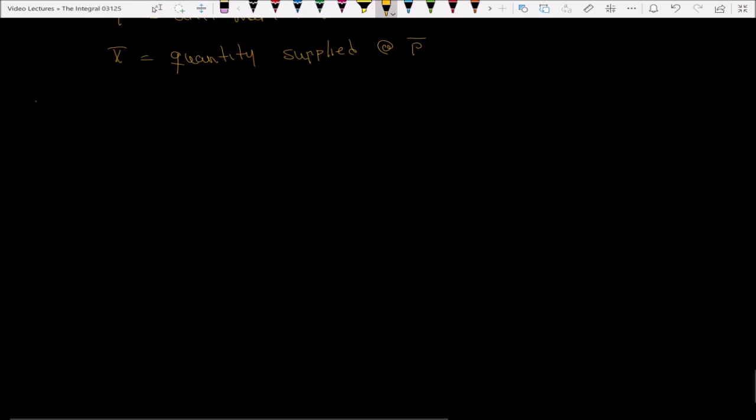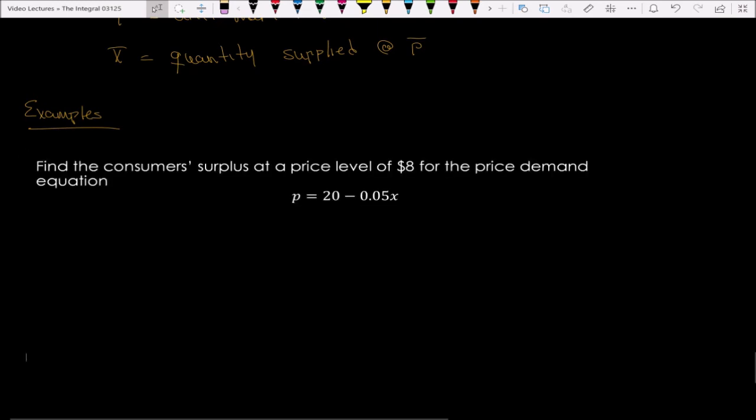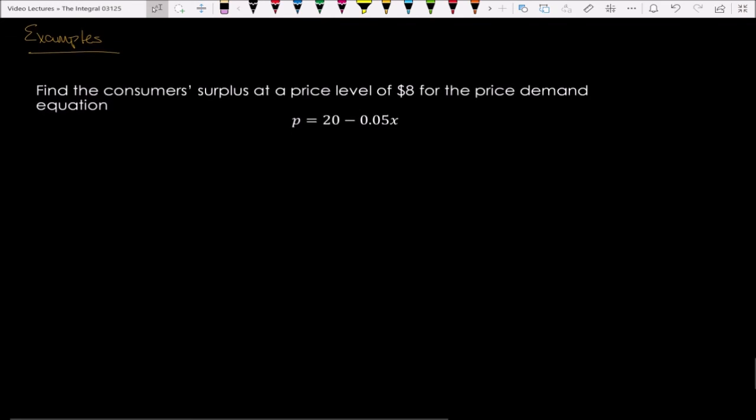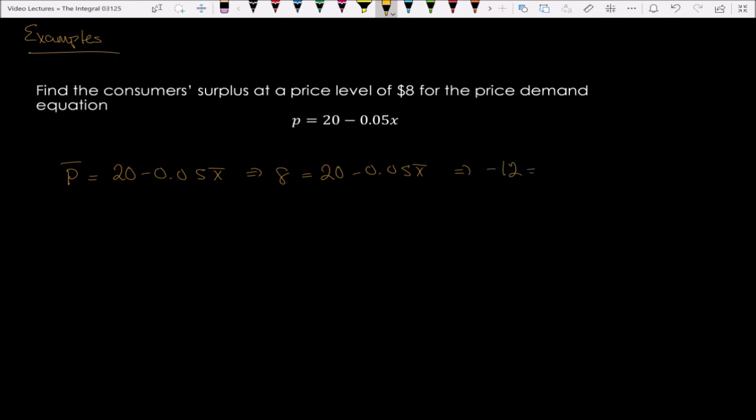Looking at a couple examples. First, we're going to find consumer surplus at a price level of $8 for the price demand equation 20 minus 0.05x. All right, first, we need to find X bar. Well, P bar would be 20 minus 0.05 X bar, right? X bar is the demand at P bar. But P bar is 8, so 8 would equal 20 minus 0.05 X bar. Now we just solve for X bar. Negative 12 is negative 0.05 X bar. And so X bar is 12 over 0.05, which is 240. This is our X bar for our equation.